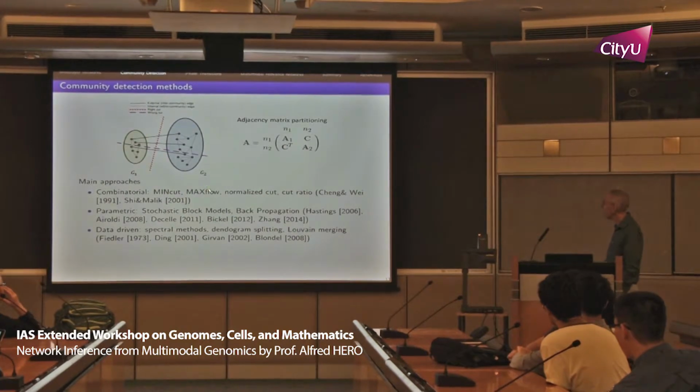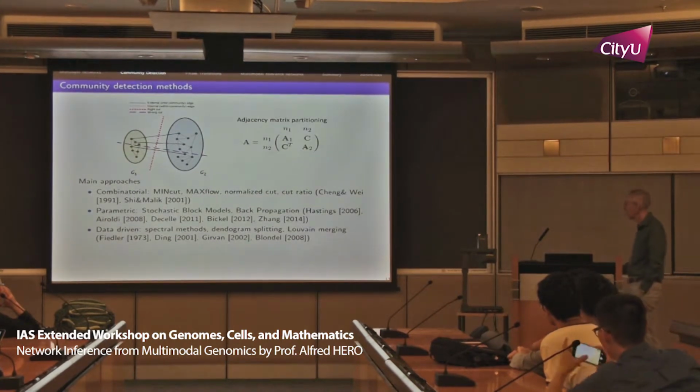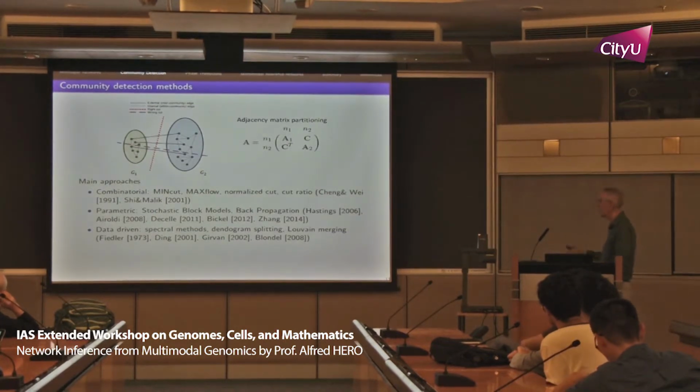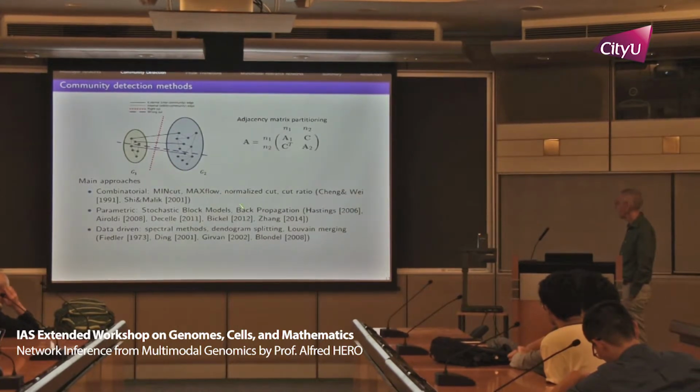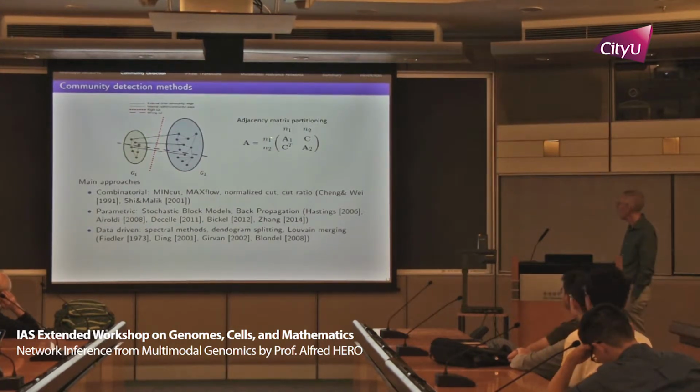So there are various ways of doing community detection. There are combinatorial methods, such as min-cut, which is a highly complex problem. There are parametric methods based on stochastic block models and other approaches. And then there are data-driven methods that use spectral clustering, spectral graph harmonic analysis to find this cut, to basically find the reordering of nodes into community 1 with N1 nodes and community 2 with N2.